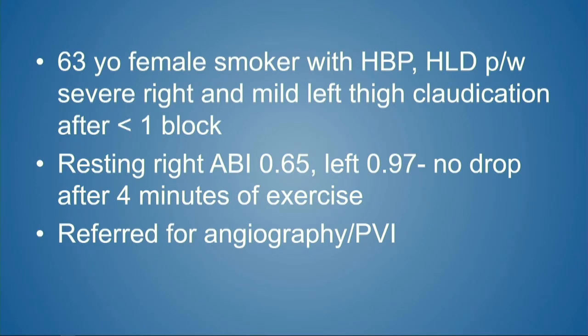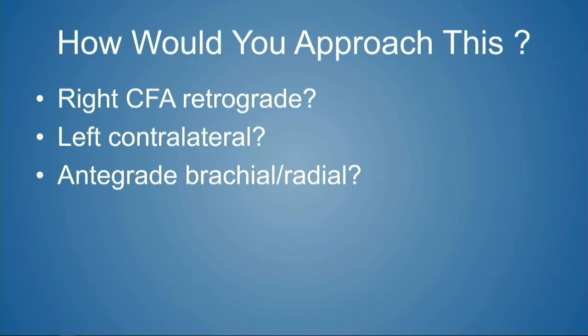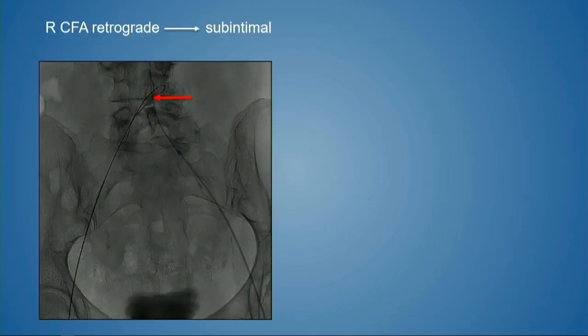So this is a patient who presented with severe right leg claudication, and you'll see that we initially got access on the other side, and then lo and behold, found out that this patient had an iliac CTO with a subtotal stenosis right at the origin. So the question is, how would you approach this? Right retrograde common femoral, left up and over, or should you come from above?